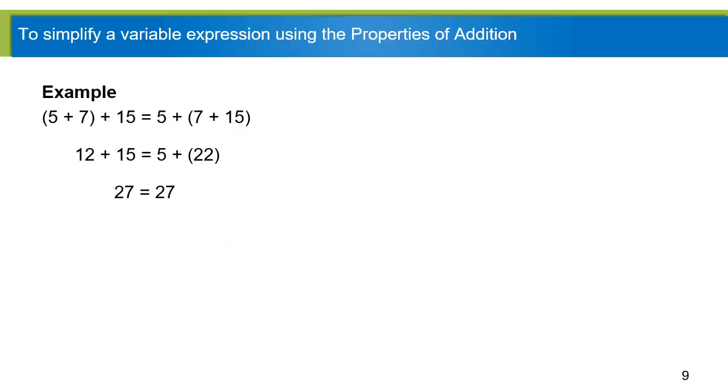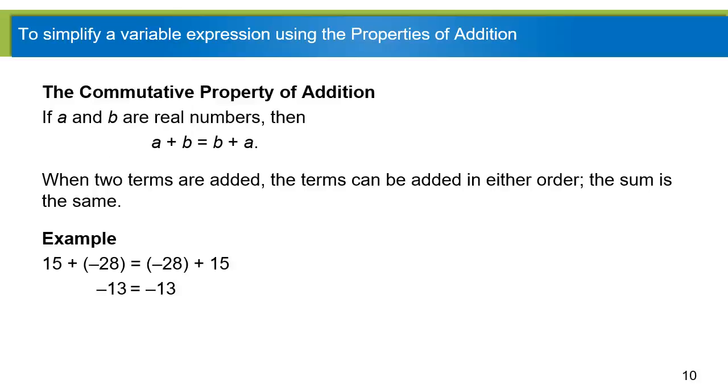So here's a simple example with numbers, right? First we get 12 plus 15, or we can do 5 plus 22, but they both give us 27. So we're just proving to ourselves that that property works. The commutative property, I talked about it for multiplication. Here it is for addition, right? So we can add in either direction. A plus B is the same thing as B plus A.